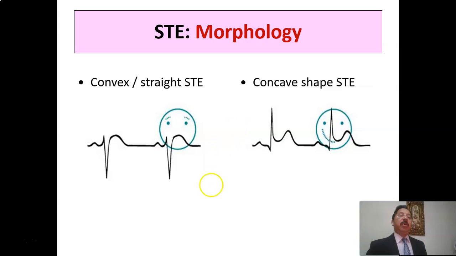Okay. Then the shape, morphology. If you get a convex shape of ST segment elevation or straight ST segment elevation, here is a convex shape, and if you draw a circle around this complex, you will get a sad face, which tells us that most probably this is myocardial infarction. But if you get a concave shape, that may be not acute myocardial infarction.